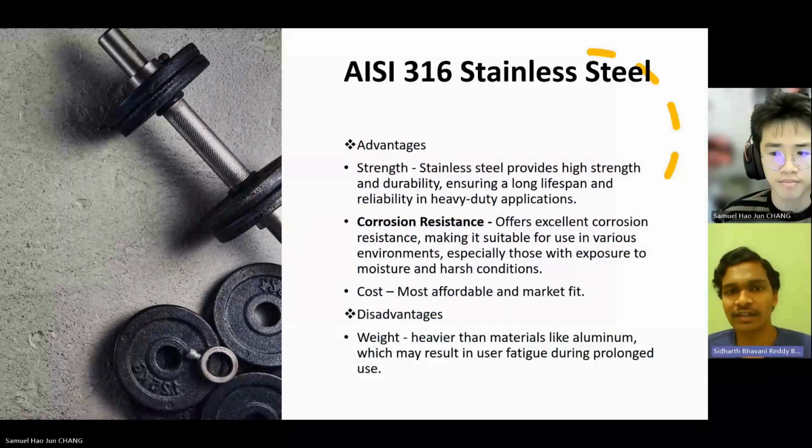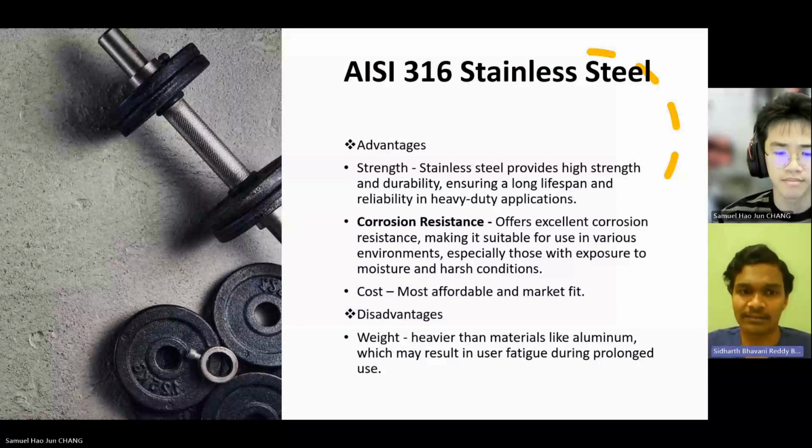Now we'll look at the first contender, which is AISI 316 stainless steel. It has high strength comparable to titanium and more than aluminum alloy. It has high corrosion resistance, which is again on par with titanium, and it is the cheapest contender out of all the three we have, and it is a perfect market fit. The only disadvantage of stainless steel is that it's heavier than aluminum, which can cause the consumer to be tired if using it for a prolonged time.